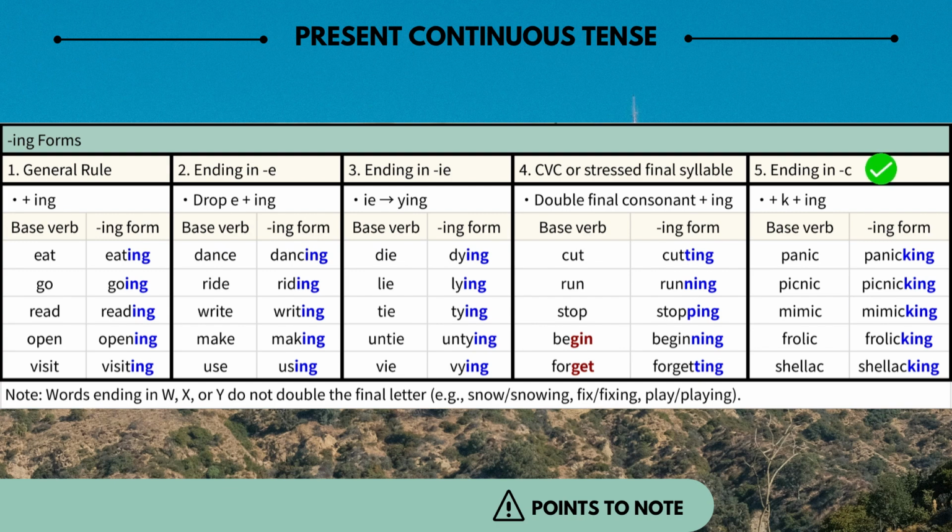5. If a verb ends in c, add k before adding ing. Panic, panicking. Picnic, picnicking. Note, do not double w, x, or y. Snow, snowing. Fix, fixing. Play, playing. Remember this key sentence. Before adding ing, always look at the ending of the verb. Sometimes you simply add ing, but sometimes you need to drop a letter, change a letter, or double a consonant first.